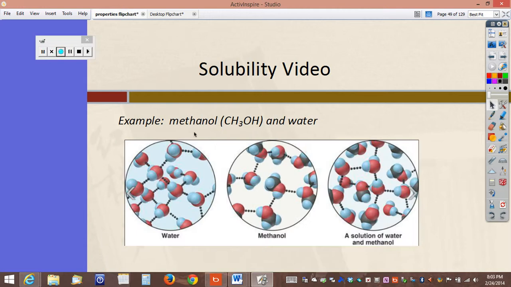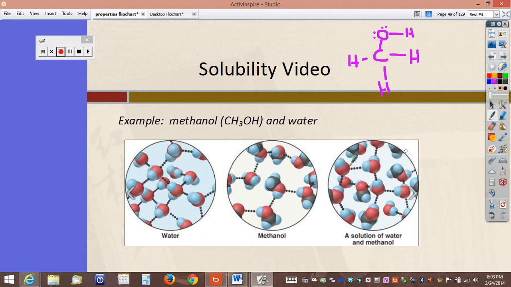Our first problem is methanol in water. Methanol is CH3OH. It would look like a C with 3 H's, then bonded to an oxygen and another H. This is a polar molecule and it's able to do hydrogen bonding. So what are our three steps?